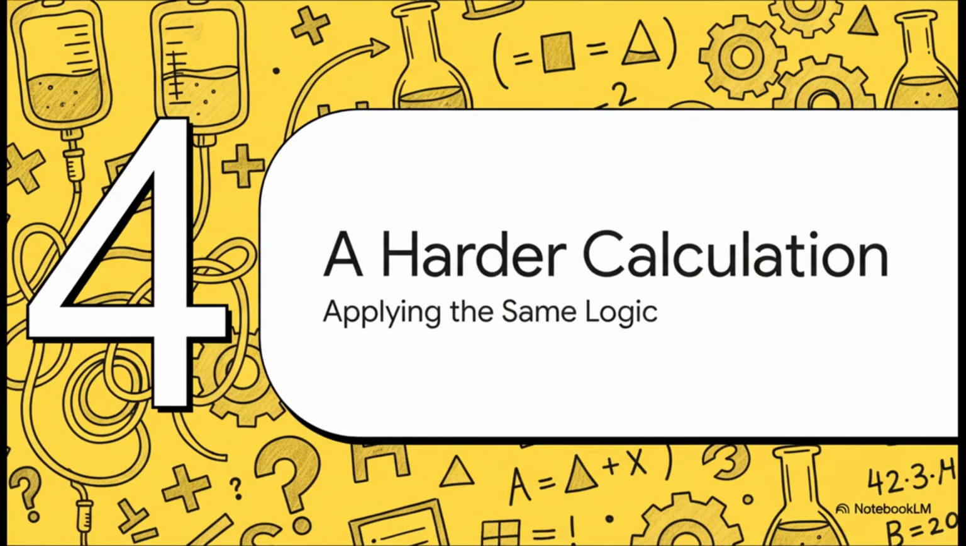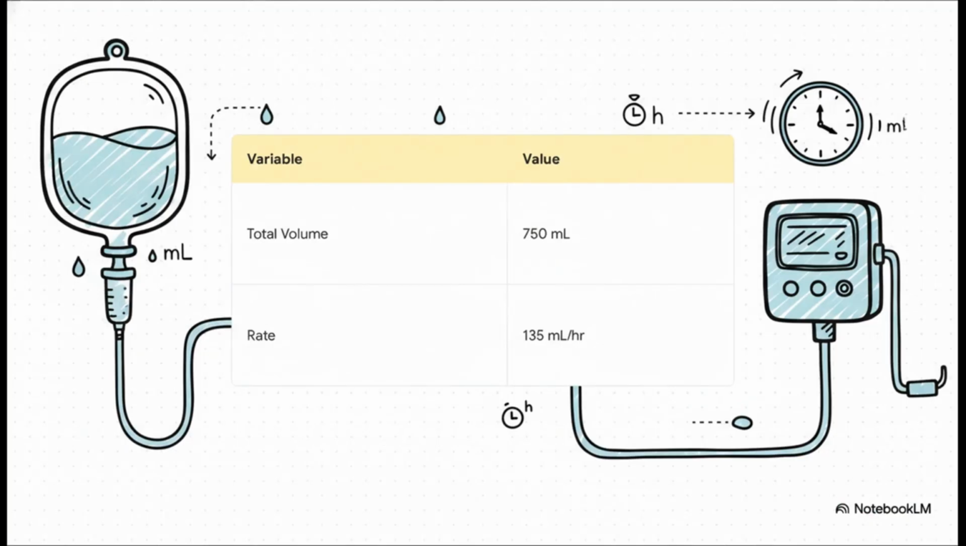Feeling a little more confident? Good. Let's try one that's a tiny bit harder. The numbers might not be as neat and tidy, but I promise you, the logic and the formula, they are exactly the same. No new tricks, just more practice. So for this next one, we're infusing a total volume of 750 milliliters. The rate is set to 135 milliliters per hour. Again, we've got all the pieces we need to solve the puzzle.